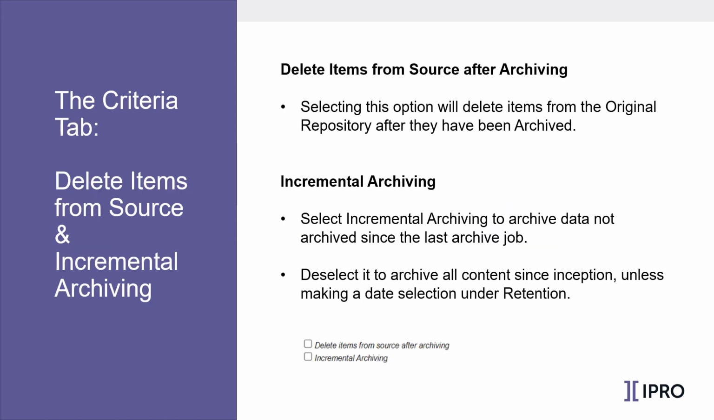The next items are Delete from Source after archiving and Incremental archiving. Delete from Source will allow you to delete items from the original repository after they have been archived. With Incremental archiving, you can choose to archive data not archived since the last job was run on the specific dataset, or you can choose to archive all content since inception by deselecting the checkbox. You can also choose to select a specific date for archiving under retention.